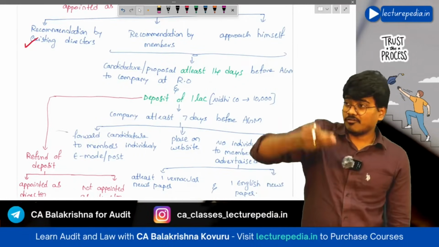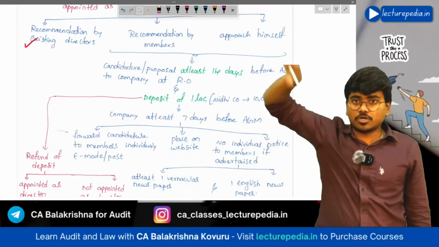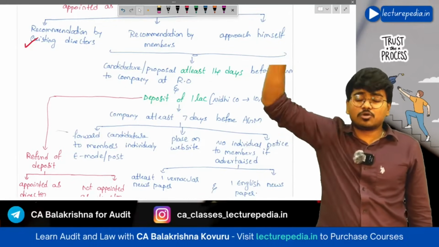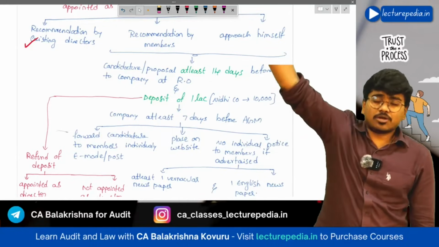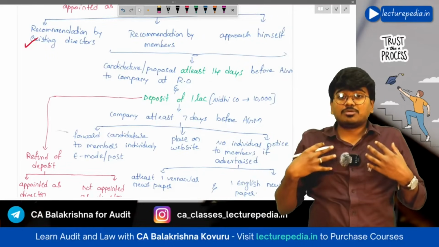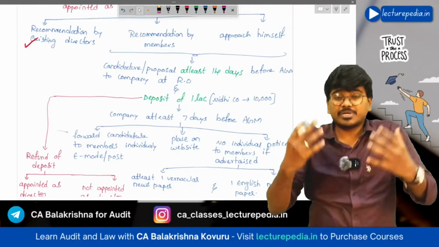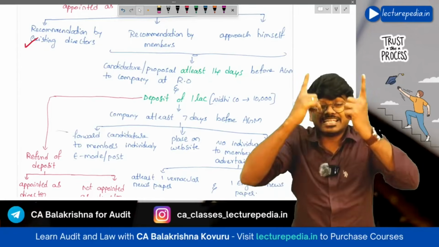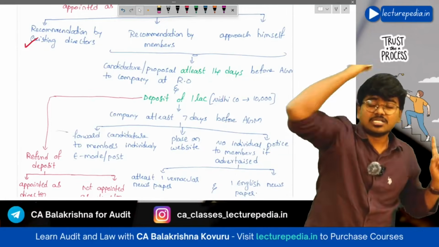Okay, the final appointment will be made by shareholders only, right? The shareholders will take the decision in the annual general meeting. So the candidature or the proposal has to be submitted to the company at its registered office at least 14 days before the general meeting.